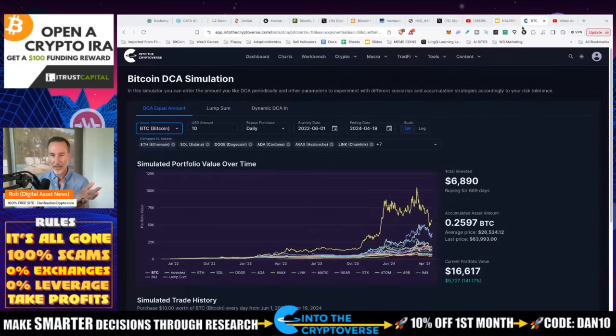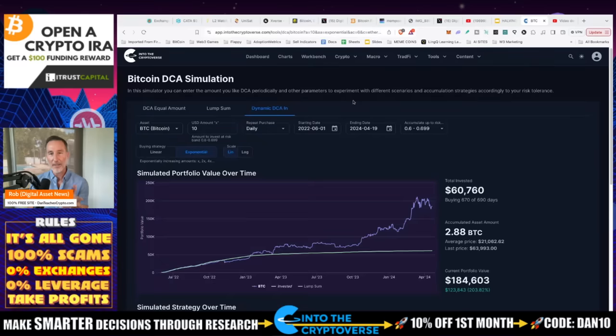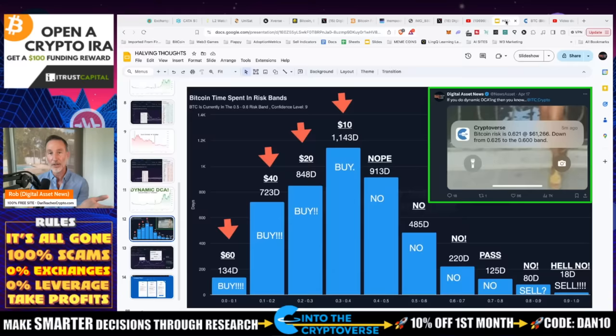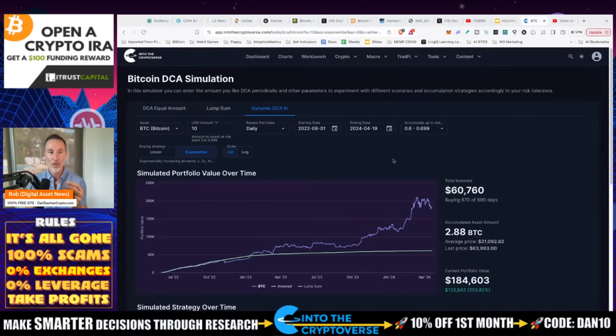One of the things I didn't show yesterday, because I didn't go through the necessary steps, I apologize, is what if you had done that dollar cost averaging in these risk bands in a dynamic way, and you just stopped accumulating after 0.69, saying I'm not going to buy anymore, but I'm going to invest dynamically. I want to show you how much better it is.